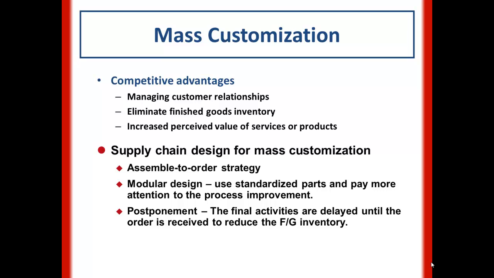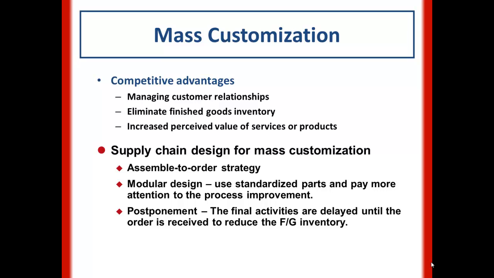Organizations can use mass customization to eliminate finished goods inventory, allowing customers to finalize the product and producing the product according to customer need. The organization may not have to produce finished goods and put them in the warehouse waiting for customers to come and buy. Mass customization also helps organizations increase the perceived value of services or products. Mass customization may prefer certain supply chain designs.